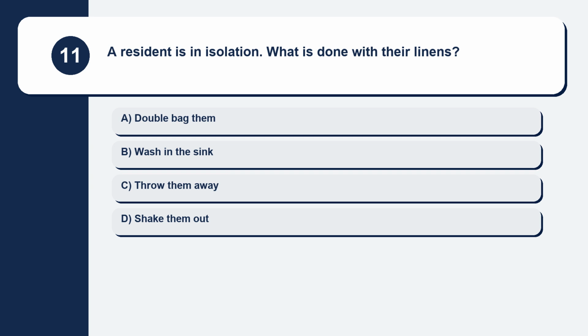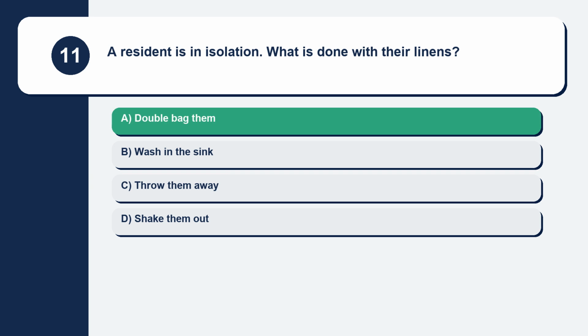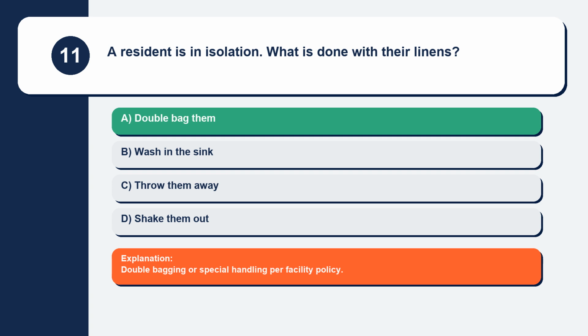Question 11. A resident is in isolation. What is done with their linens? Double bag them, wash in the sink, throw them away, shake them out. Double bagging or special handling per facility policy.